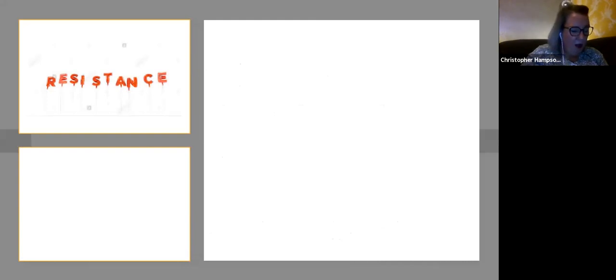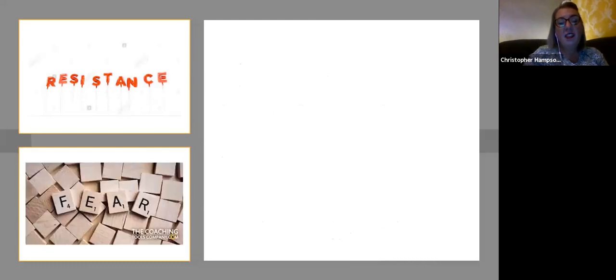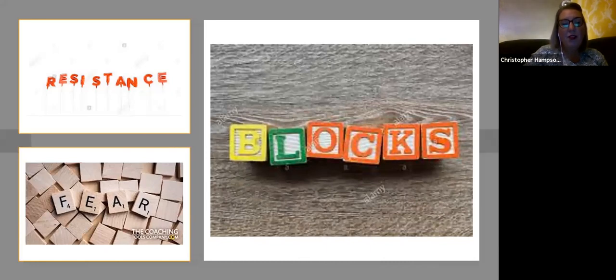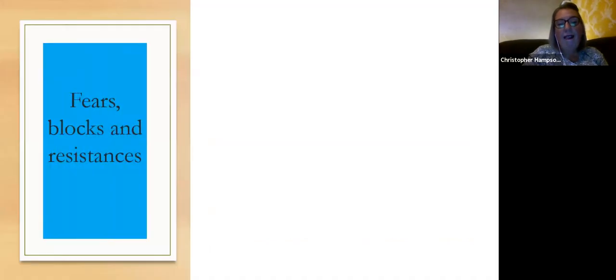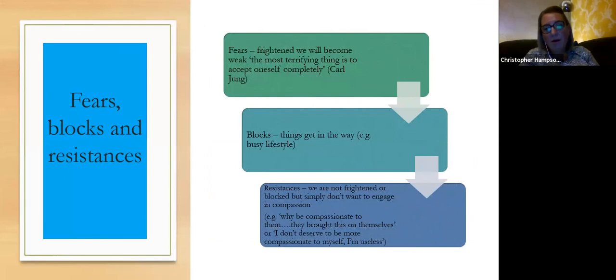So we're going to take a look now at one of the main principles of CFT, which is about exploring the resistance, the fears, and the blocks to compassion, whether it be self-compassion or compassion for others. So I'm going to call them FBRs. So for fears: frightened, we will become weak. The most terrifying thing is to accept oneself completely. And I've found that with a lot of clients when I've been doing CFT, a lot of constructs, whether social, educational, or family, around compassion are that it's selfish and that it's weak. So that's a real big fear, and it doesn't sit right with many people.